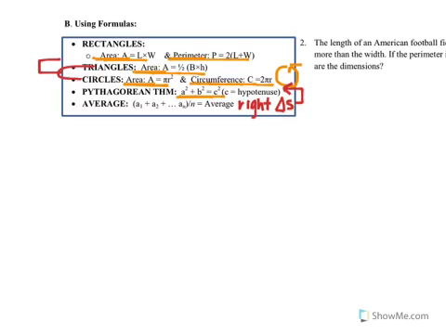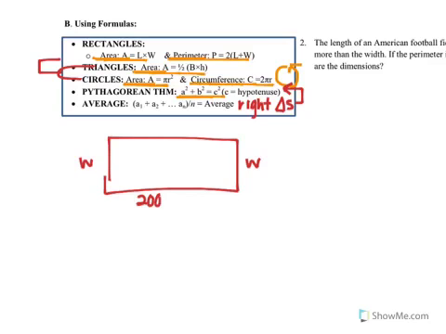So let's take a look at problem number 2. The length of an American football field is 200 feet more than the width. If the perimeter is 1,040 feet, what are the dimensions? So for these problems, it can be really helpful to draw a picture. We know it's a rectangle, and we're told that the length is 200 feet more than the width. So if I call the width W, then the length should be 200 more than W.